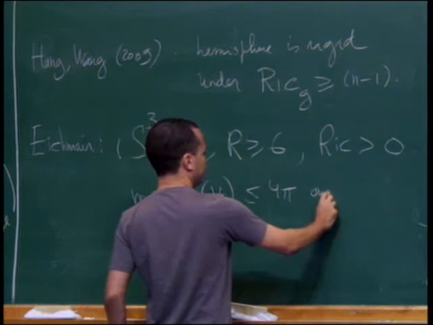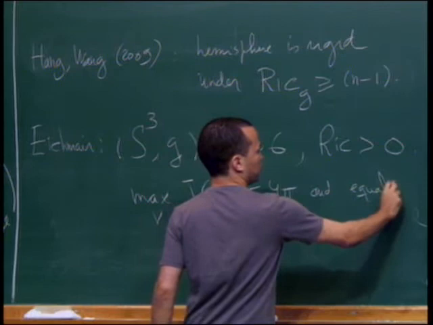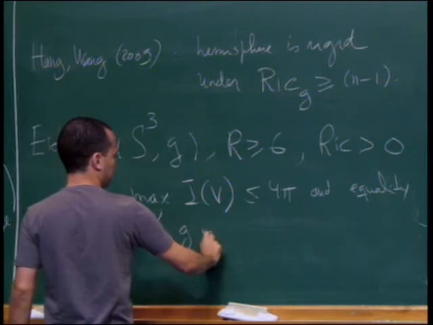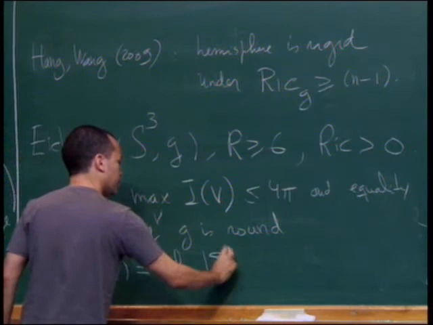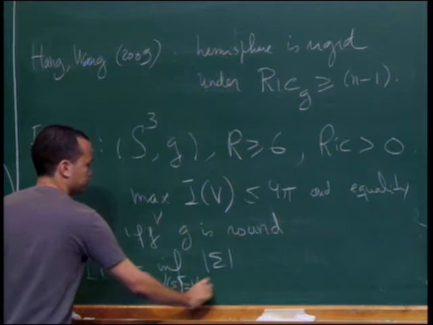Equality if and only if g is round. Remember that the isoperimetric profile is defined as the infimum of the area of surfaces which bound the volume V. So this is a rigidity result in the context of isoperimetric surfaces.